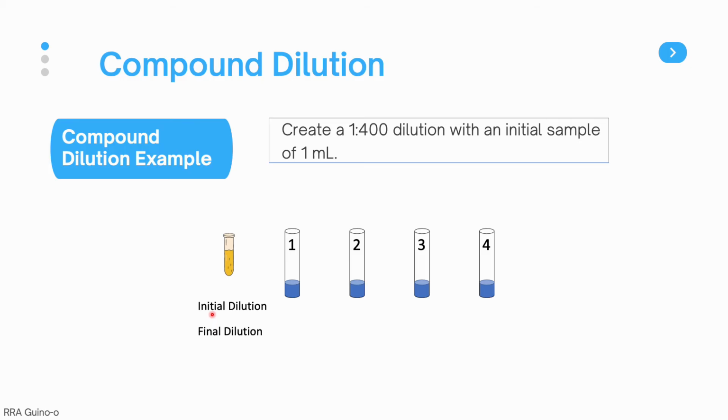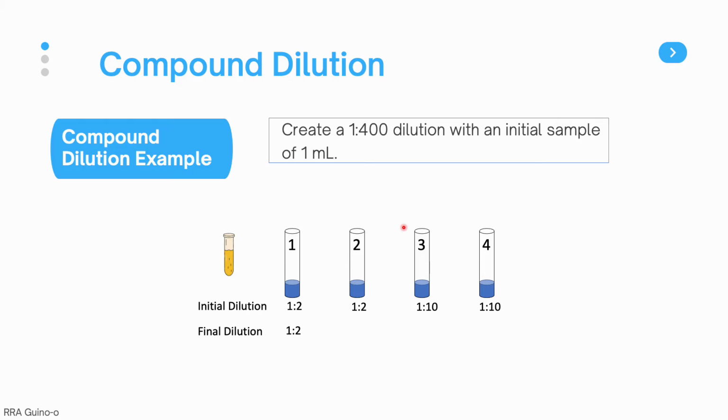In this case, if you were to plan this out, the initial dilution for tube 1 would be 1:2. For tube 2, 1:2. For tube 3, that is 1:10. For tube 4, that is also 1:10. So if you multiply 2 by 2, that gives us 4. 4 times 10, 40. 40 times 10, that will give you 400. So we expect that the final dilution for tube number 4 will be 1:400.